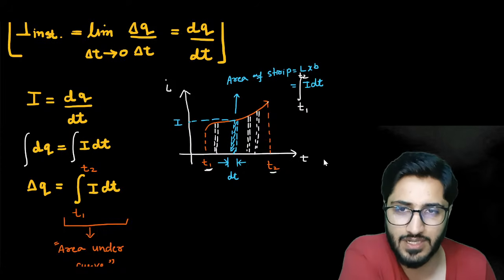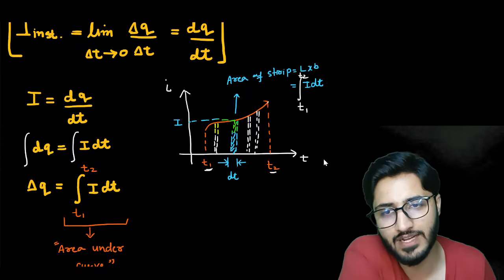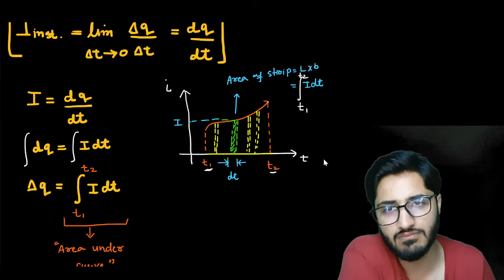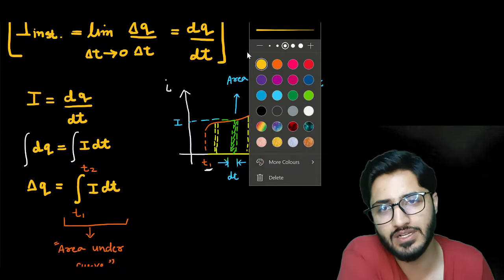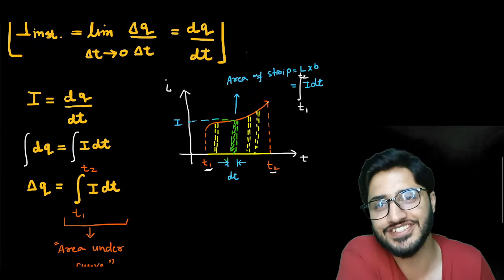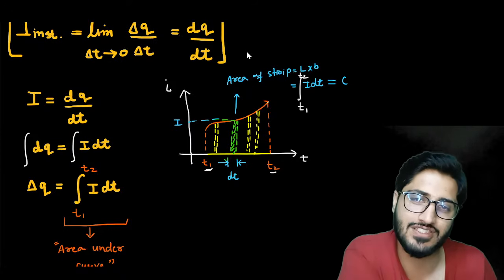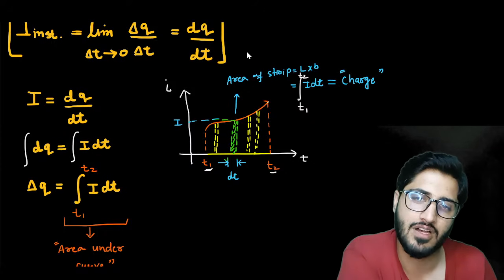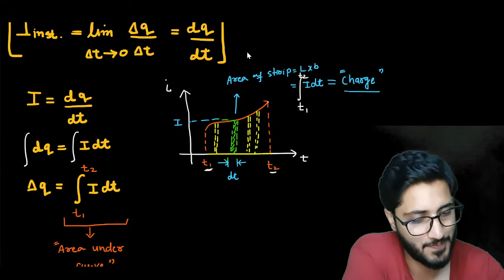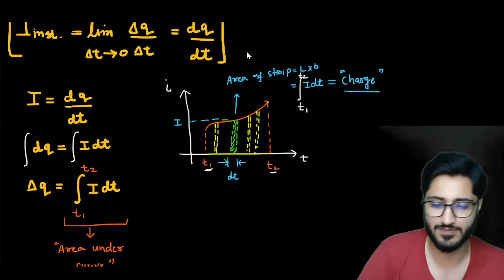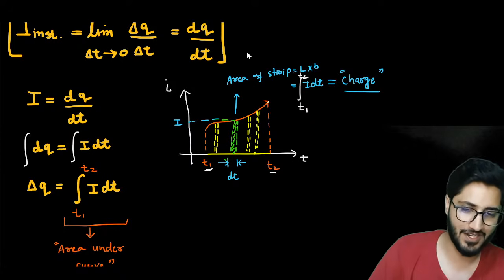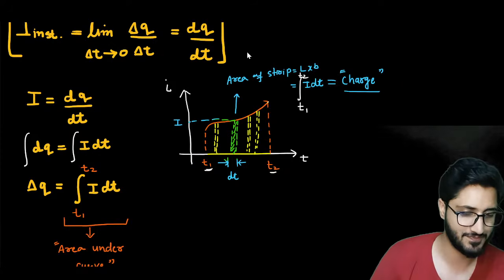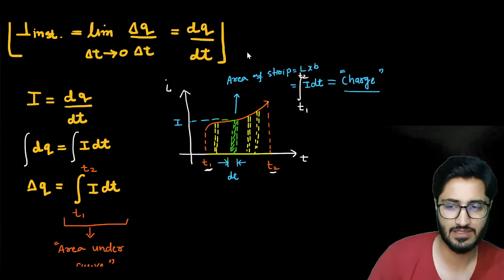I will get this area. And this particular area gives me the charge. So the area under the current-time graph or curve will give me the charge. You need to understand this point, no? So the area under the strip will give me charge. Very easy.